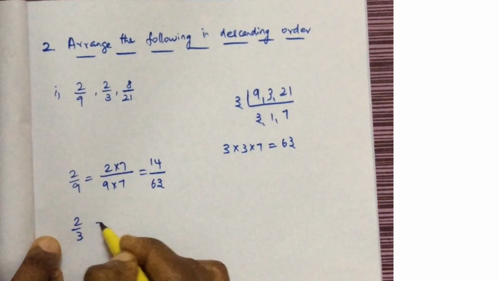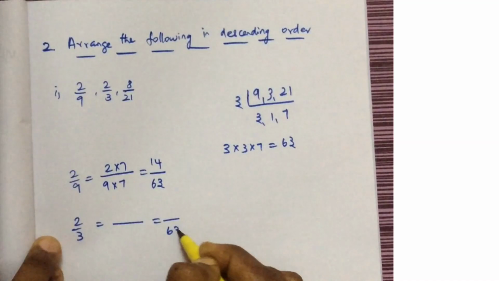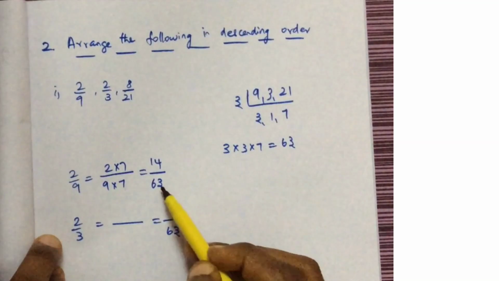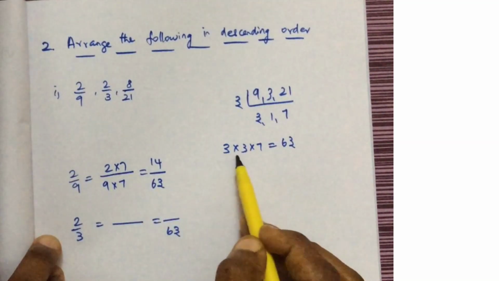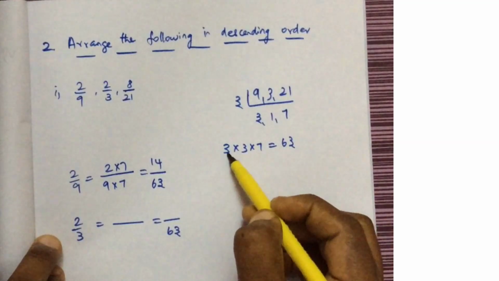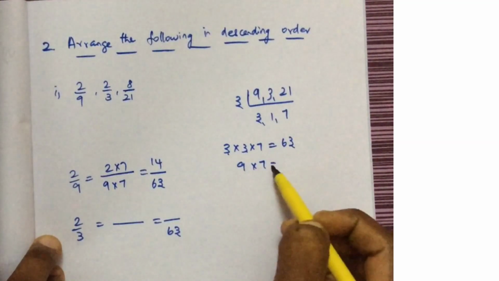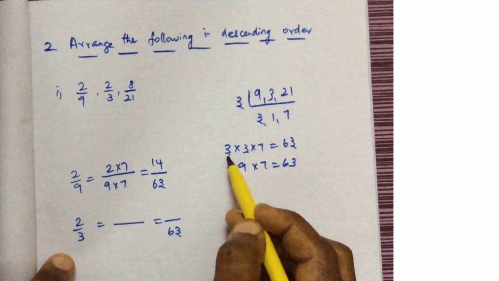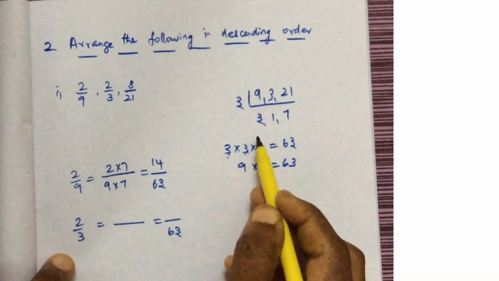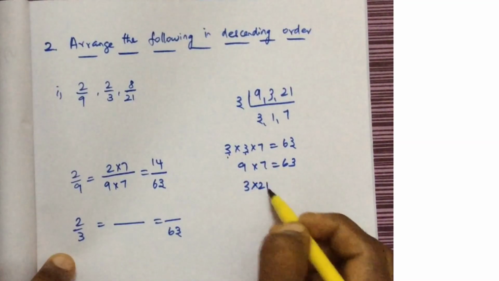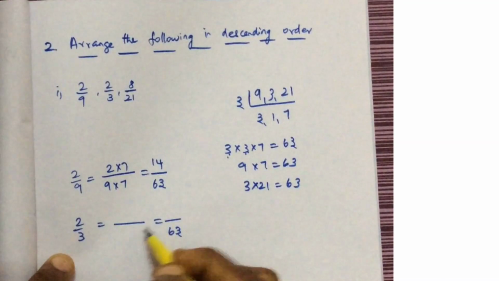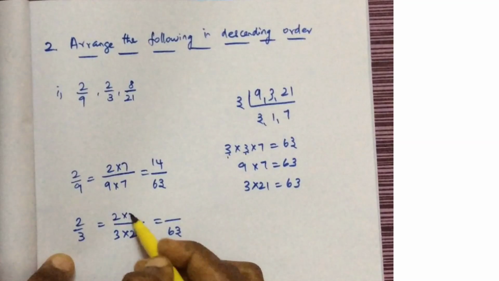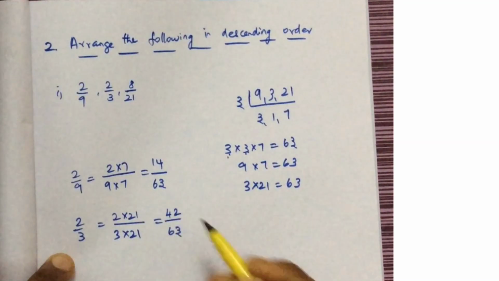Next is 2 by 3, so it is 63. From here also you can get it: I want to get 63 here, 9, 3 3s are 9, so 9 multiplied by 7 is 63. Now it is 3, so 3 multiplied by 7 multiplied by 3 is 21. So 3 multiplied by 21 is 63. So here 2 multiplied by 21 is 42.